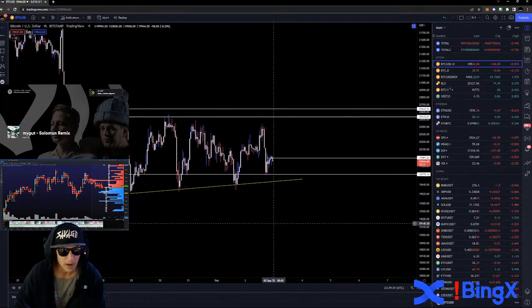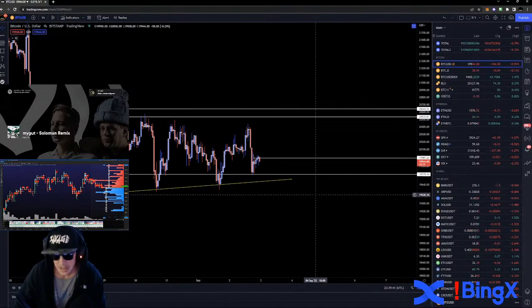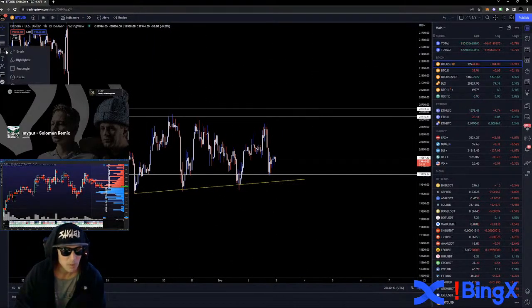This is the 1 hour, right? Here's the huge resistance. This is the distribution range. They're distributing up here until we break it. This is the support where the exchanges, the whales, are buying.